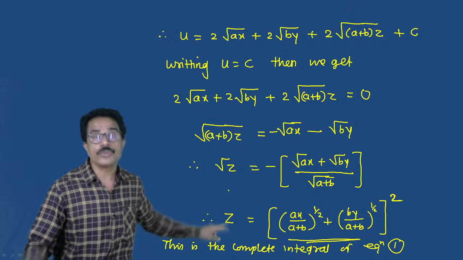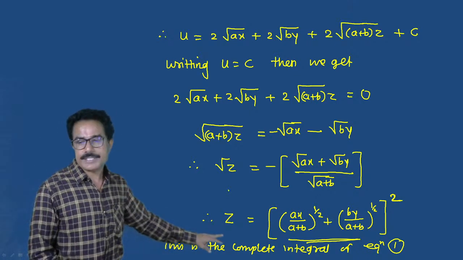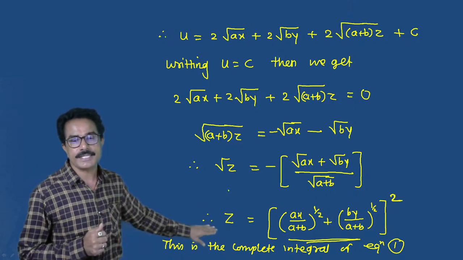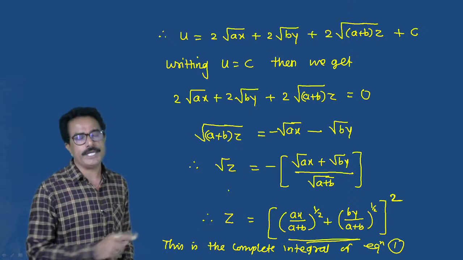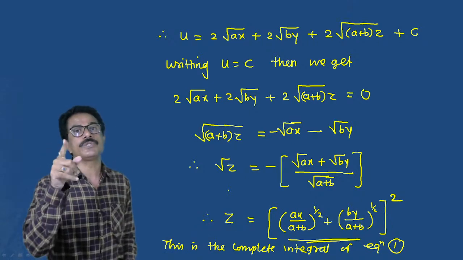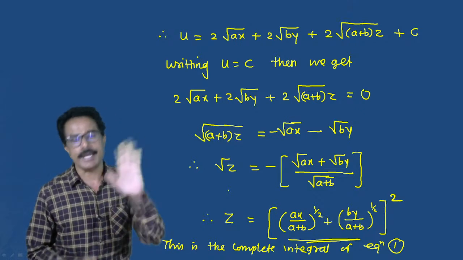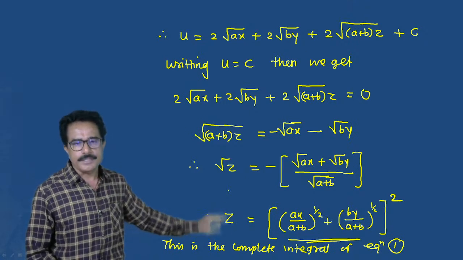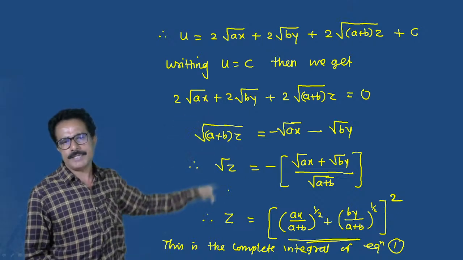And now check this solution. The most important thing here: how many arbitrary constants are there in this equation? To say the solution is complete, it is very essential to check the arbitrary constants in the final solution. How many arbitrary constants are there in this equation? Tell me fast, did everyone understand these solution steps?